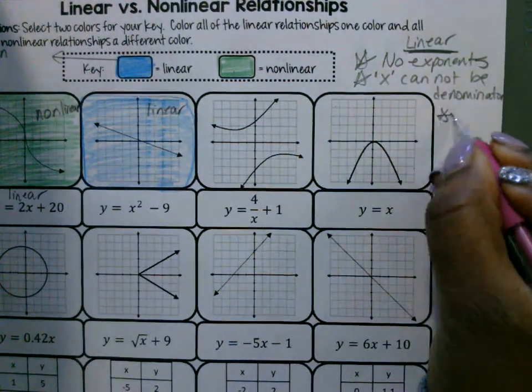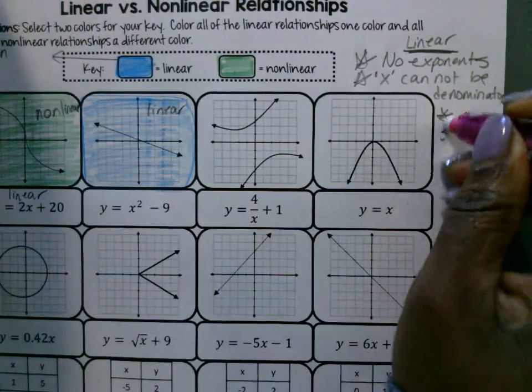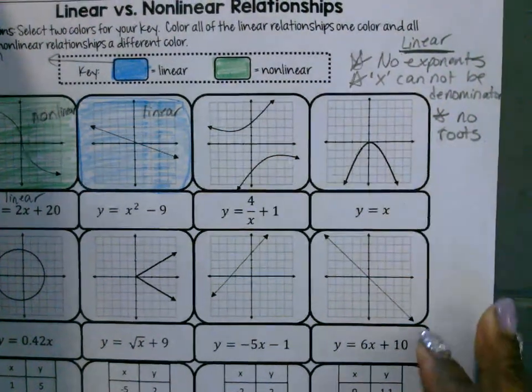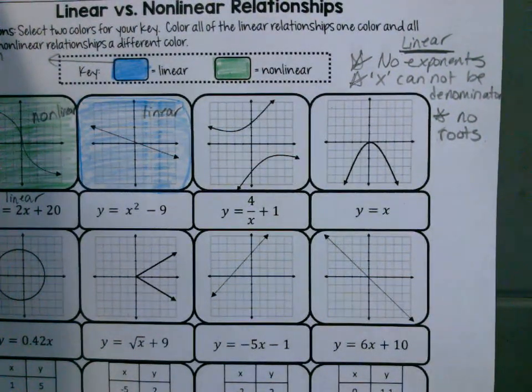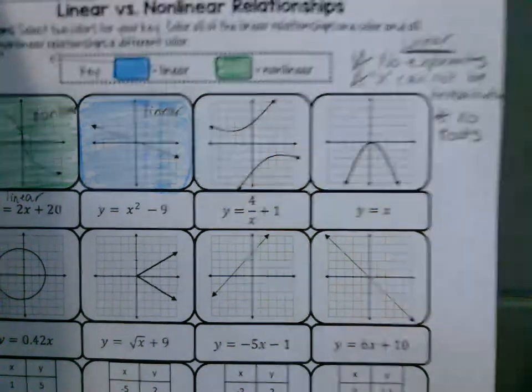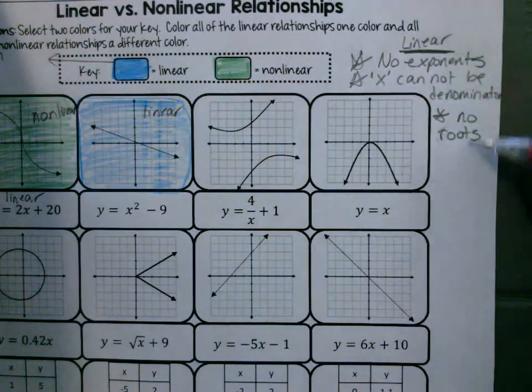And then no square roots. No roots whatsoever. Not square root, not cube root, no roots at all. So if you see these things present, that's going to make them nonlinear, because linear functions do not have these things in them.